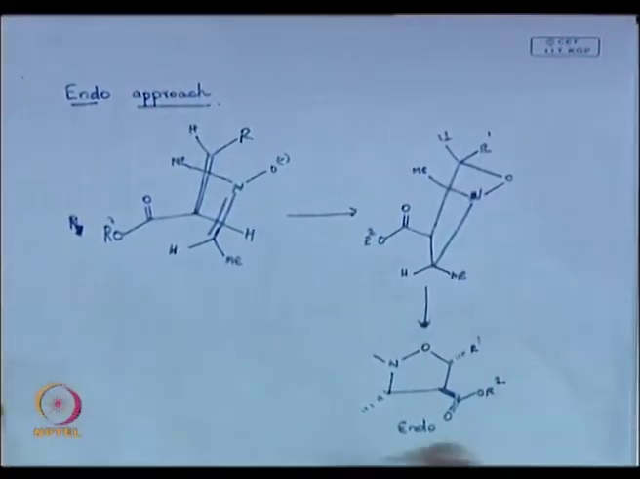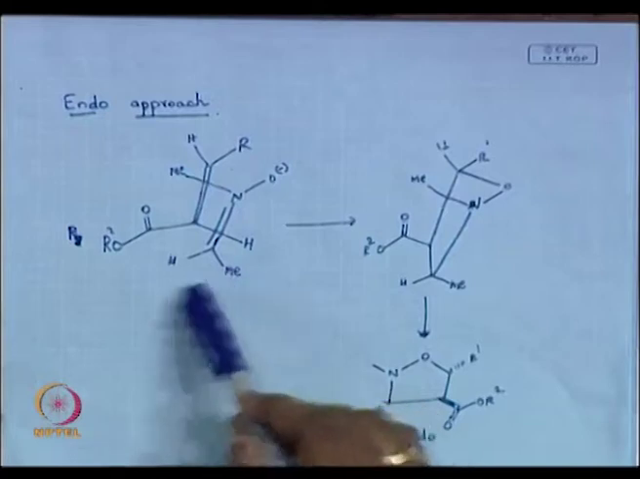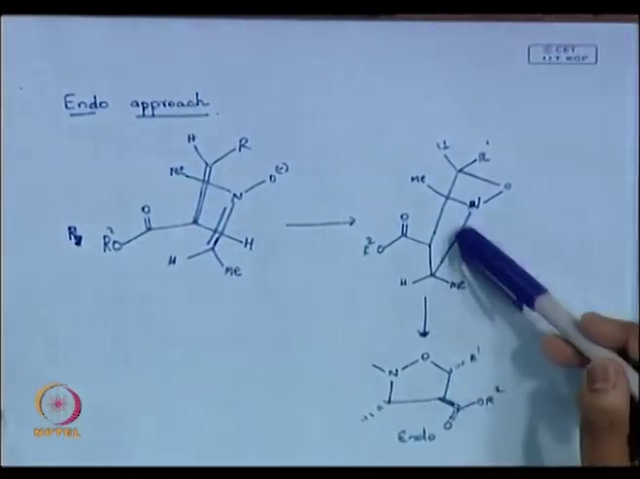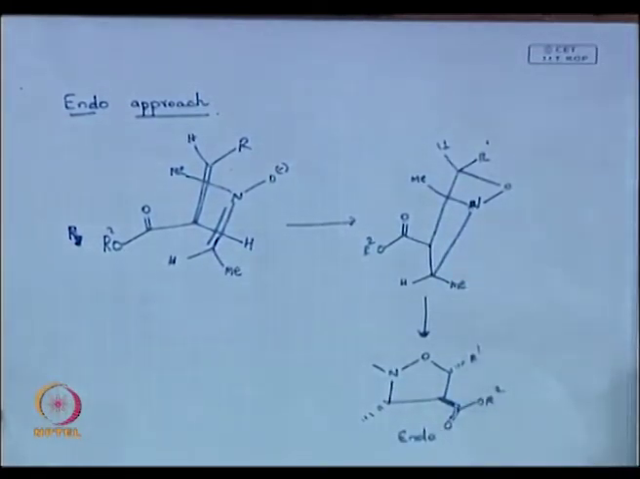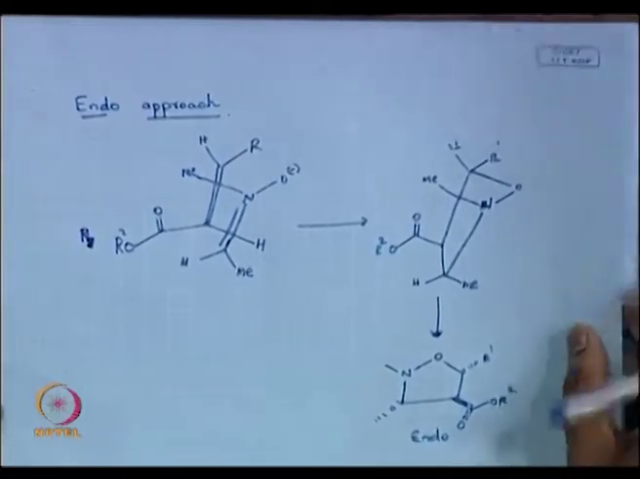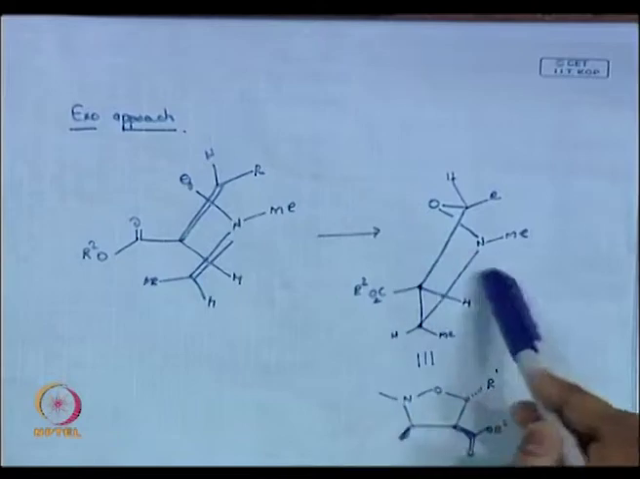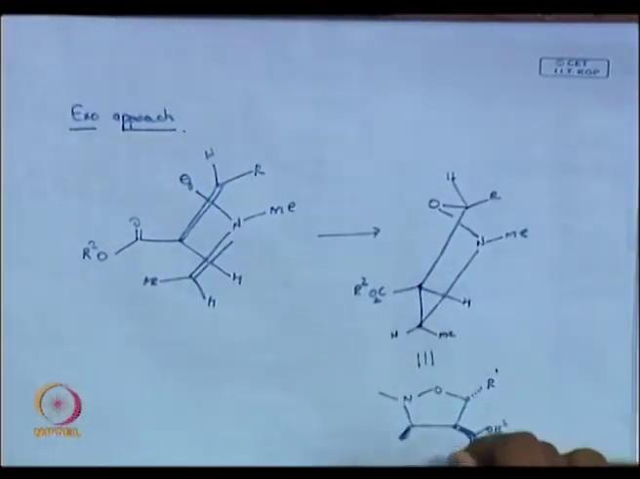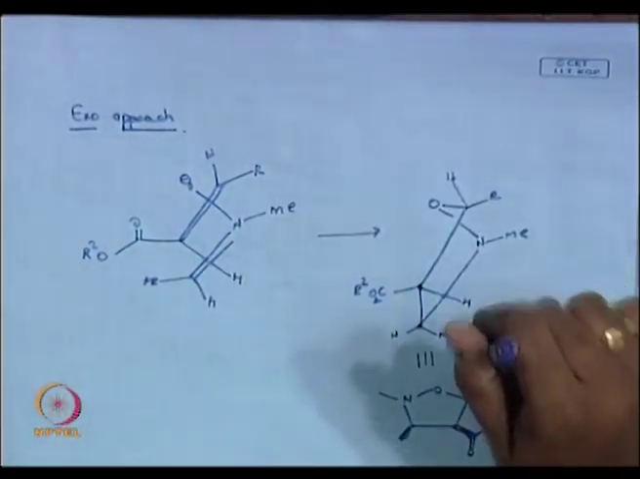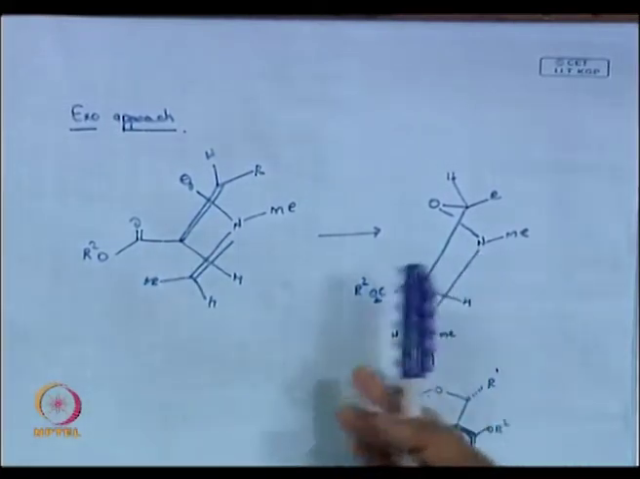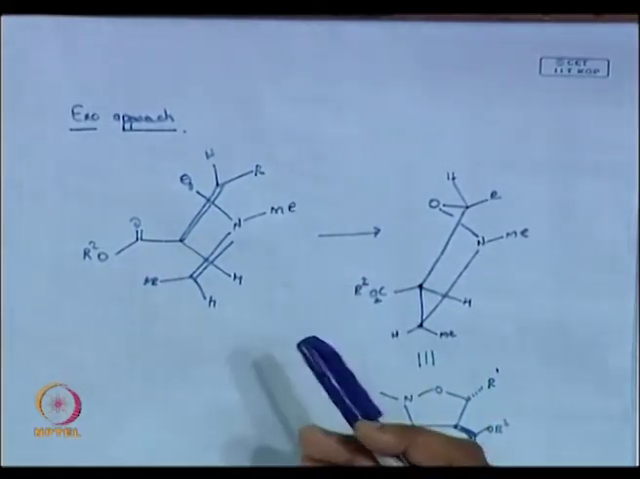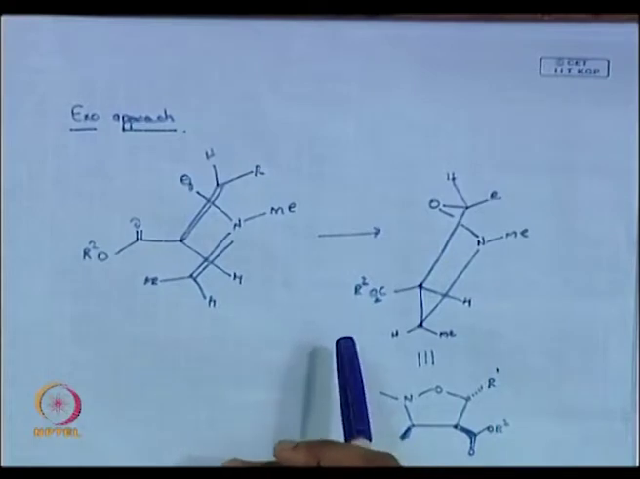So, we went into the endo approach, we drew the endo approach and we got the endo product. Then after that we slowly went into the exo approach, in this O minus. So, by two ways we wrote the endo approach and the exo approach, and we found that in the exo approach there is less steric hindrance. So the exo product tends to be favored, right.